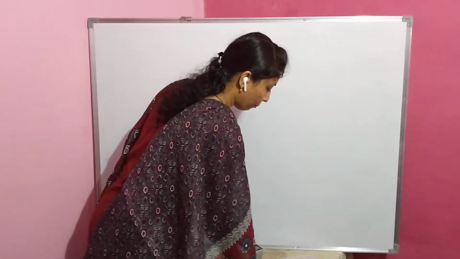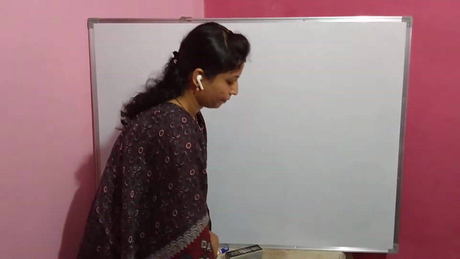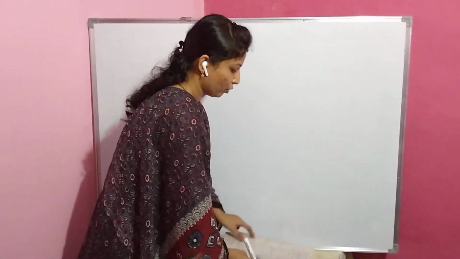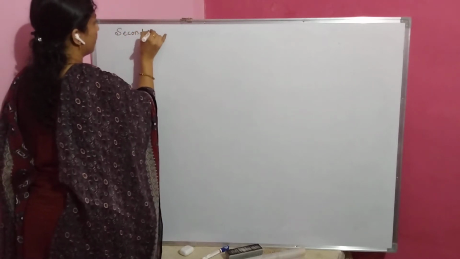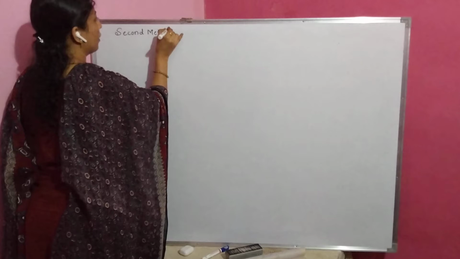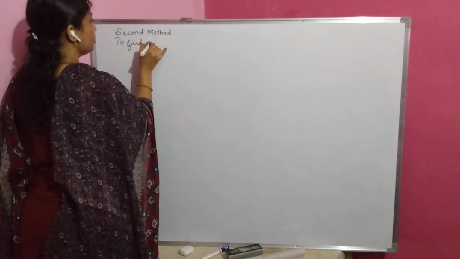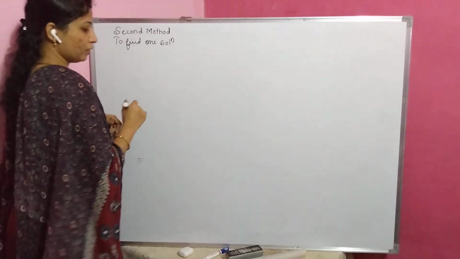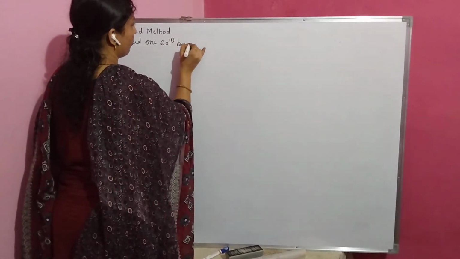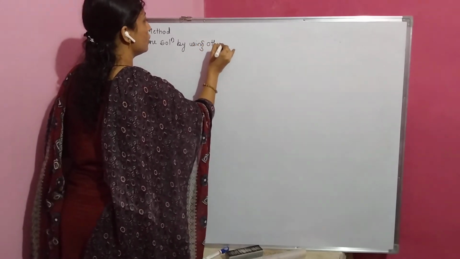For that, write down method 2. That is the second method: to find one solution by using other solution.